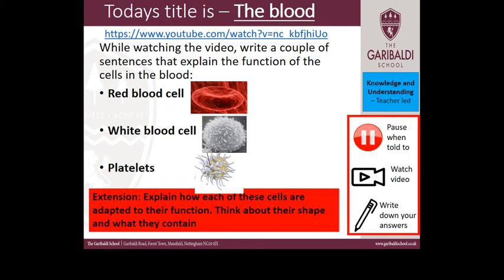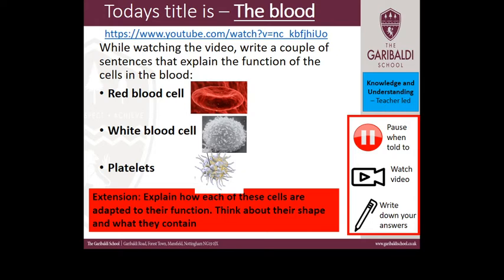So today your title is The Blood. You can see there is a link to a YouTube video. This will be found in Teams and it will say blood information video. So while watching the video, you need to write down a couple of sentences on your whiteboards that explain the function of cells found in the blood.